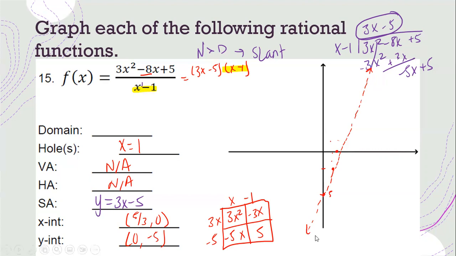Okay, and then I would graph negative 5, which is already right here. It doesn't work. Why is negative 5 not going to work? Because it's on my what? It's on my asymptote.